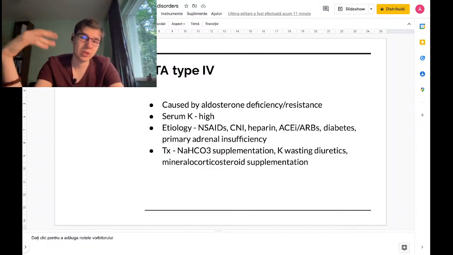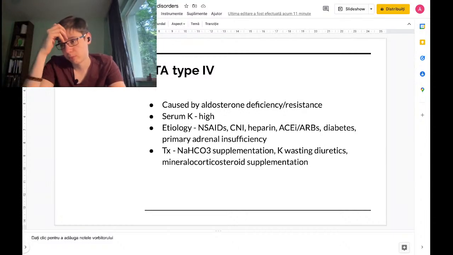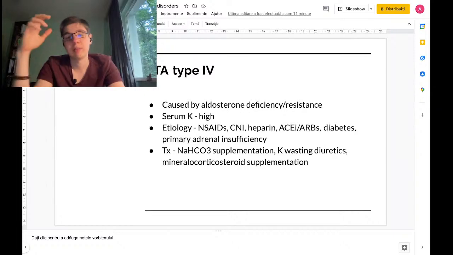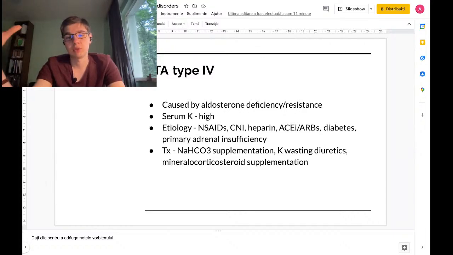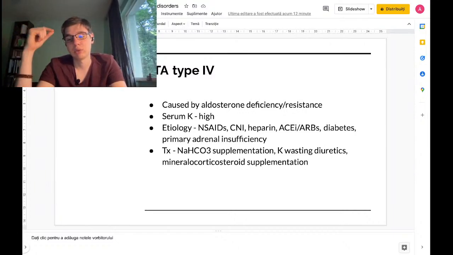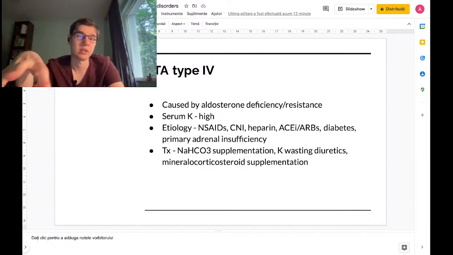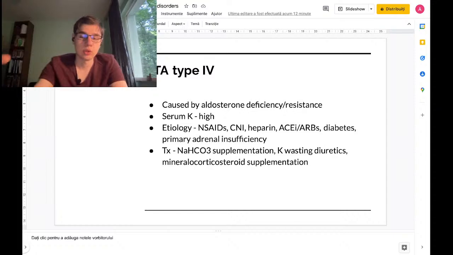We can have clinical vignettes when the patient is diabetic, and this leads to aldosterone deficiency, or we can have primary adrenal insufficiency, or as in the case that we saw previously, we can have Neisseria meningitis that leads to Waterhouse-Friderichsen syndrome, that leads to adrenal insufficiency and leads to RTA type 4. Another etiology that can be seen is in transplanted patients that are given calcineurin inhibitors, such as cyclosporin or tacrolimus. You can have patients that develop RTA type 4. Usually we talk about kidney transplant.